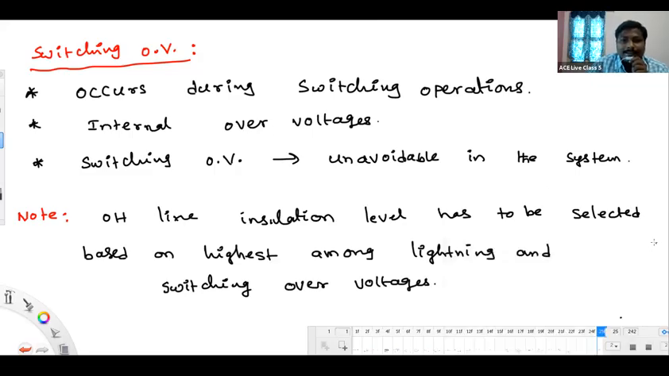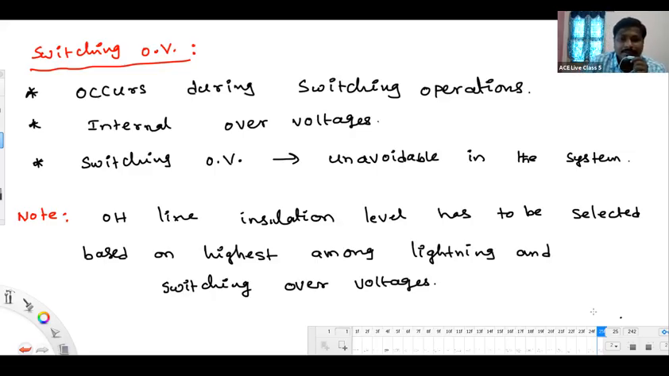Yes, Jessica, these are internally created, right? Somebody is having a doubt again. Sir, already you said in the previous discussion that lightning can be avoided by keeping the ground wire. Then again, why are you calling lightning in this discussion? Already you are avoiding lightning, so you can go directly with switching. Is that the doubt?